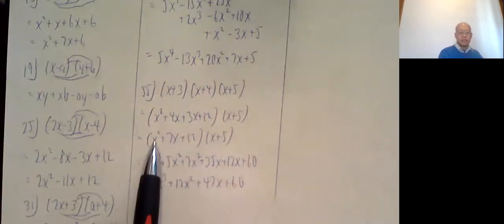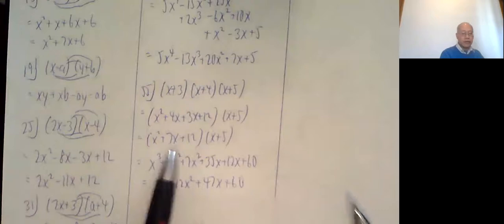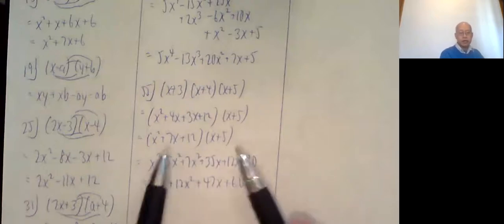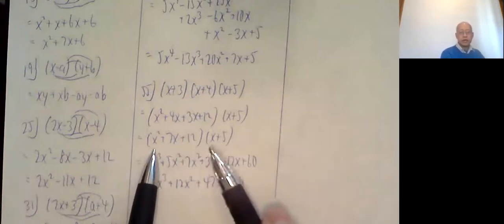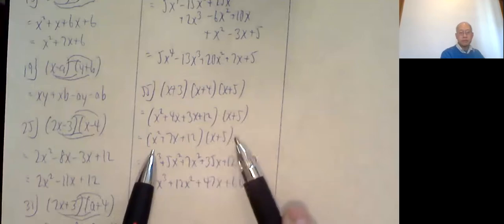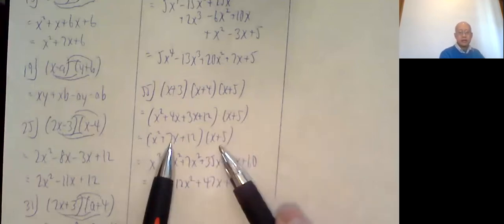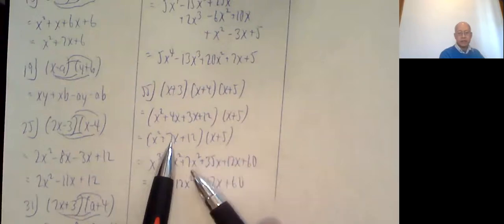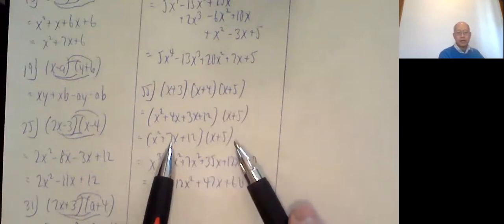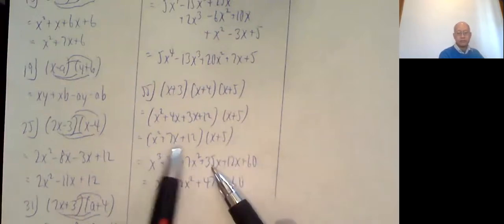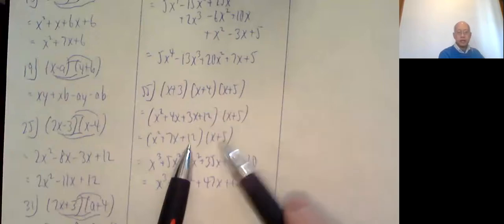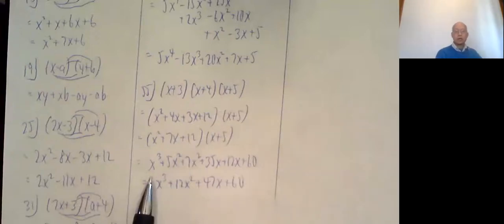So again, it's this times these two, then 7x times these two, and then 12 times these two. Okay, x squared times x, x cubed. x squared times 5, 5x squared. 7x times each of these. 7x times x, 7x squared. 7x times 5, 35x. 12 times these. 12 times x, 12x. 12 times 5 is 60. Combine like terms, x cubed plus 12x squared plus 47x plus 60.